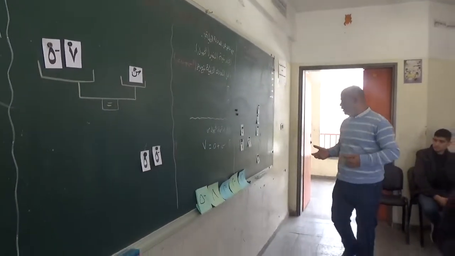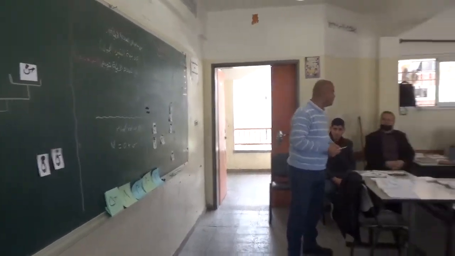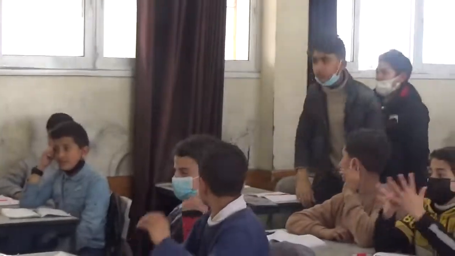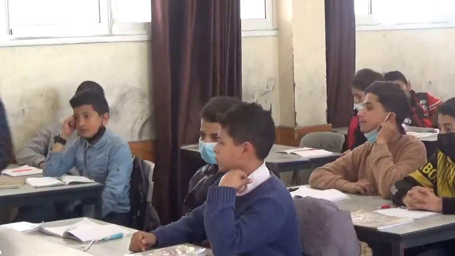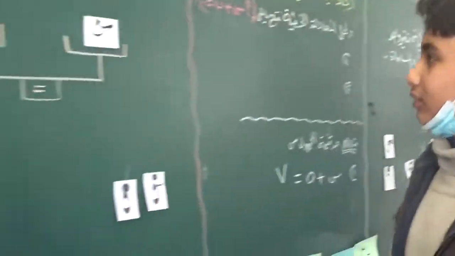Teacher, who can do it? Please choose a number from the table. Who can change the 7 minus 5 by a number from the table? Teacher, what do you think? You can choose what you want.